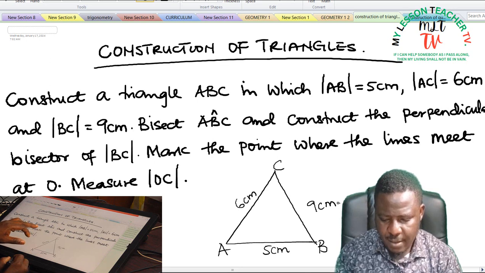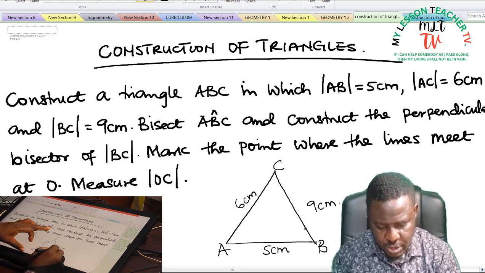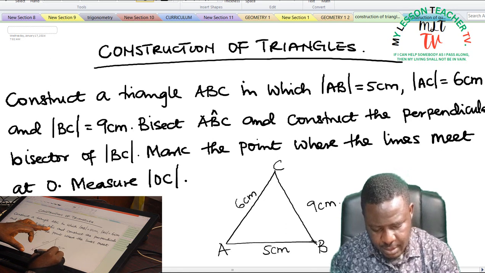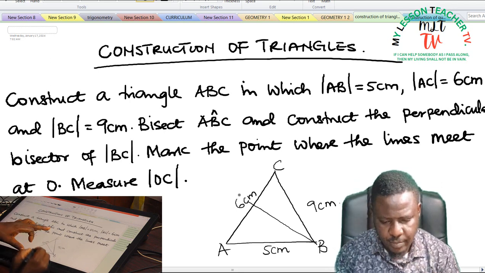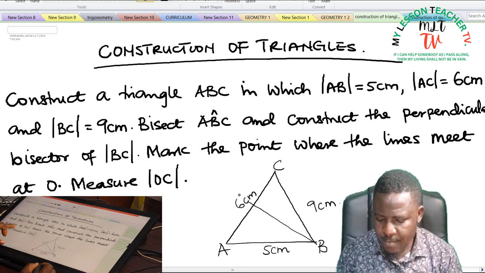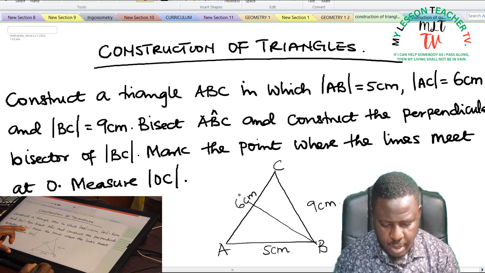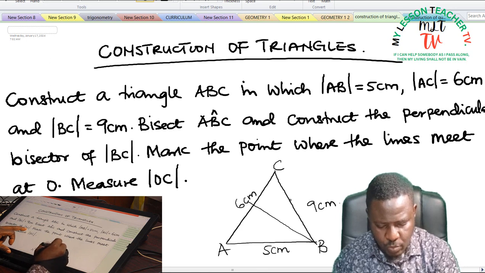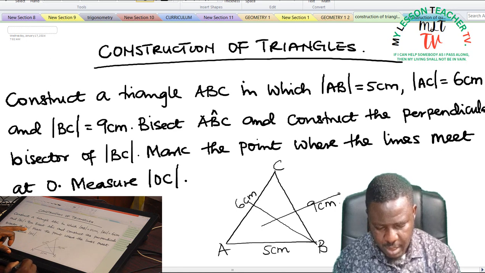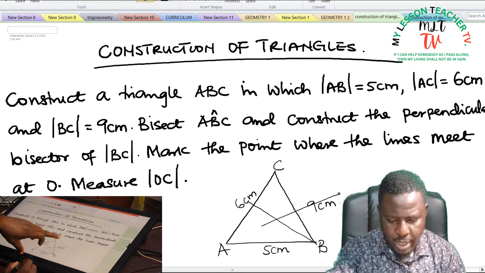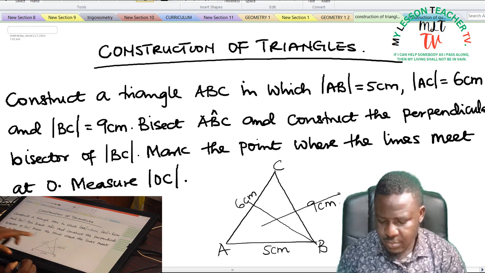We are asked to bisect angle ABC, which is this. So we have to bisect this. Bisect this and construct the perpendicular bisector of BC. This is BC. So we have to bisect BC, meaning to divide this into 2 equal parts. Bisect it this way. Then mark the point where the 2 lines meet at O.